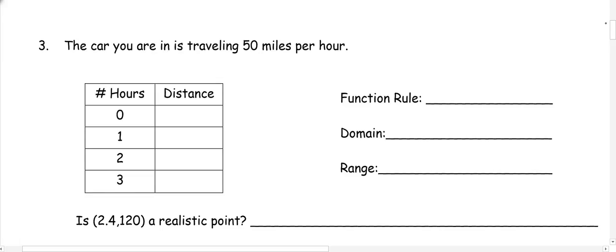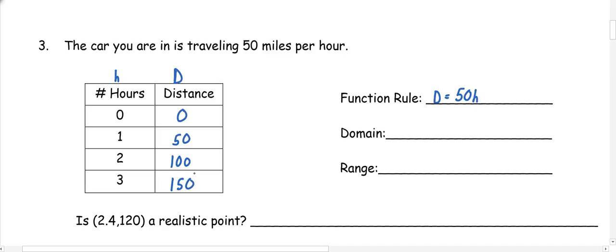Number 3, the car you are traveling in is traveling at 50 miles per hour. So the function rule, we have distance for how far we're going and hours in the car. So distance is equal to driving 50 miles an hour times the number of hours we're in the car. So if we're going for 0 hours, we haven't gone anywhere yet. We haven't left, so our distance is 0. If we have gone 1 hour, we've gone 50 miles. If we've driven 2 hours, we've gone 100 miles. And if we've driven 3 hours, we've gone 150 miles.